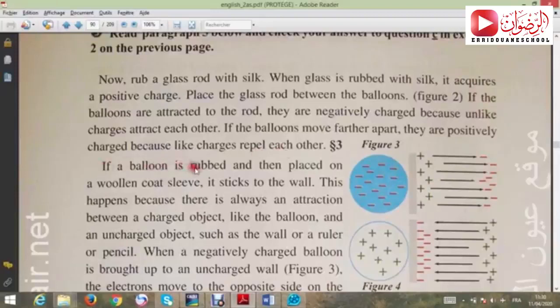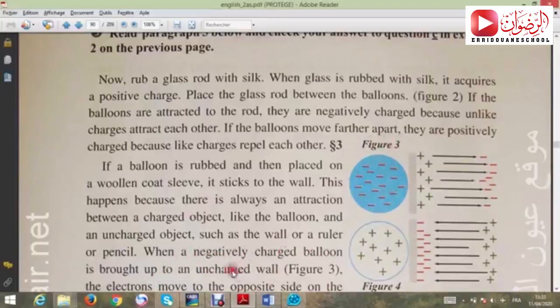If a balloon is rubbed on a woolen coat sleeve and then placed on the wall, it sticks to the wall. The wall is not charged, it's neutral. This happens because there is always an attraction between a charged object, like the balloon, and an uncharged object, such as the wall or a ruler or a pencil. We do it usually.